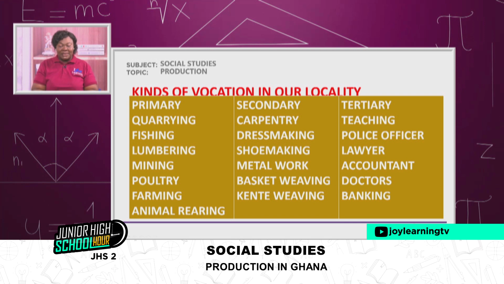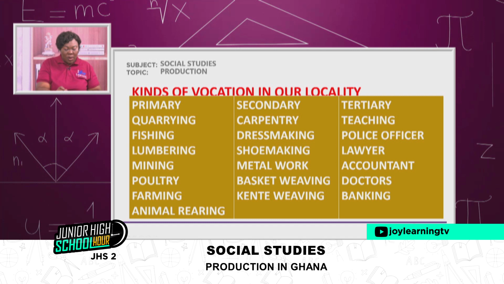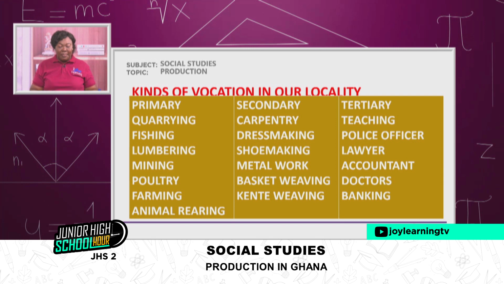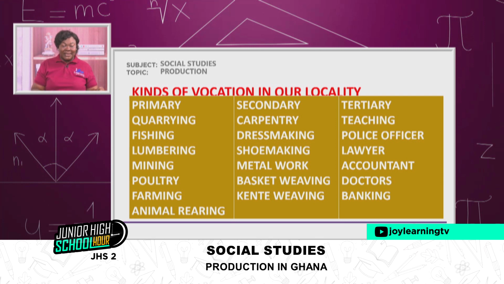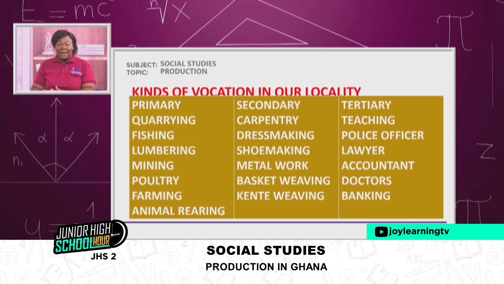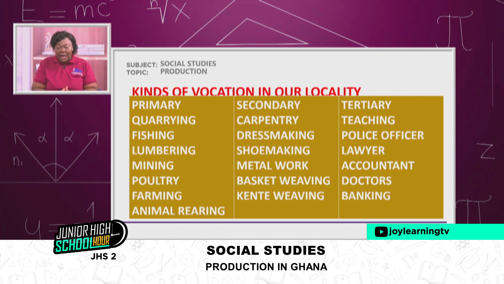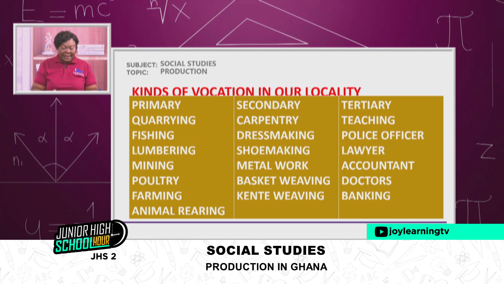Then in the secondary sector, when the wood or the lumbering, the logs, are sent to the carpenter, he works on it into plywood, chairs, furniture. So carpentry will come, dressmaking will come from textiles, shoemaking will come from rubber, metal work will come from the chemical industry, and then basketry, kente weaving, etc. And then when we come to the tertiary, as I mentioned earlier, we have teaching, police officers, lawyers, accountants, doctors, and bankers.